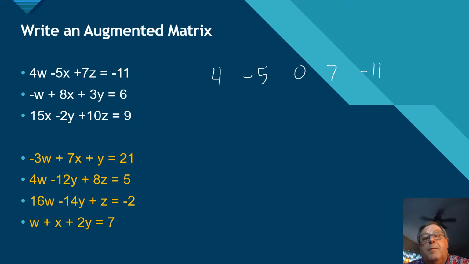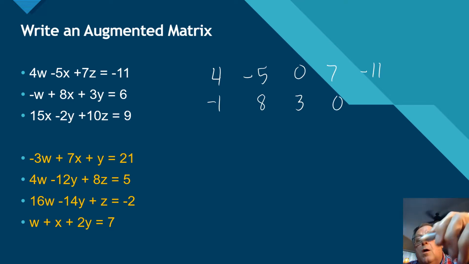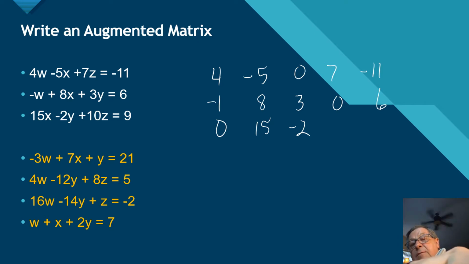Now I'm going to the second equation. Well, I've got -1w, so I've got -1. 8x, so I'm writing 8. 3y, so I'm going to write a 3 in the third column. I don't have a z variable in that equation, so I'm going to put in 0, and my constant is 6. And then my last one, I don't have a w in this one, so I've got 0, 15, -2y, third column is my y column, 10z, my fourth column is my z column, and I've got a constant of 9.